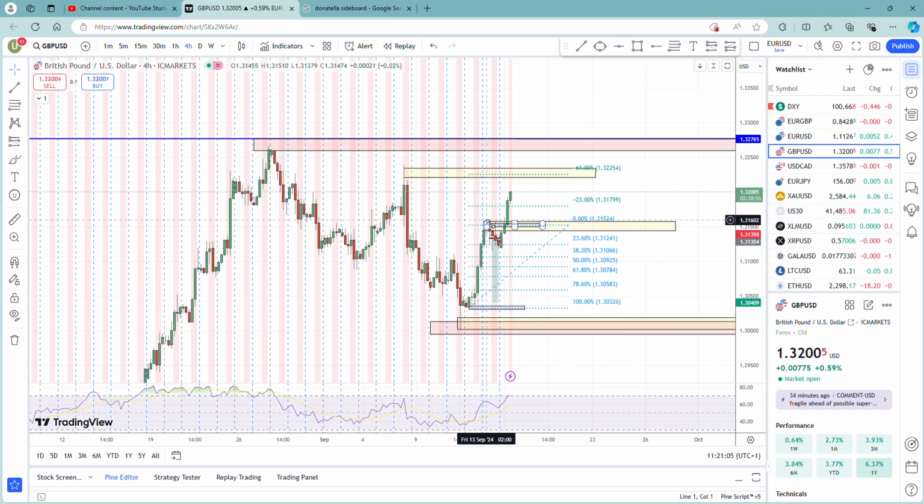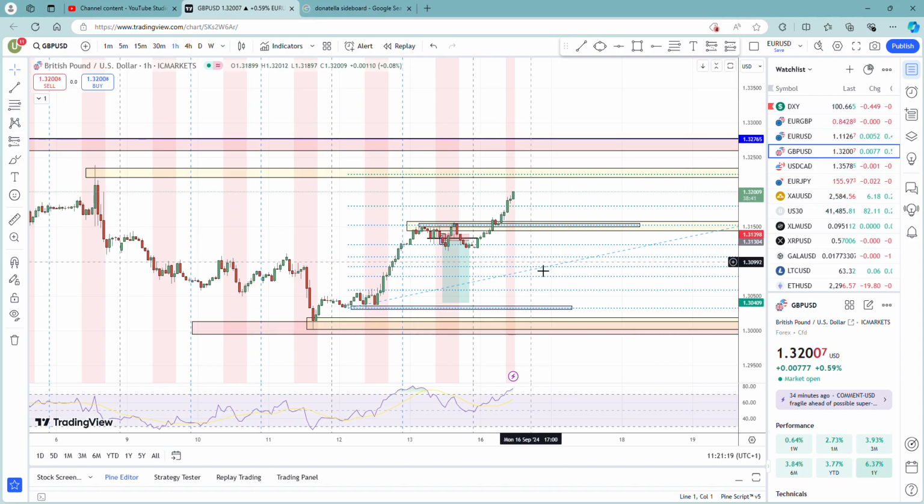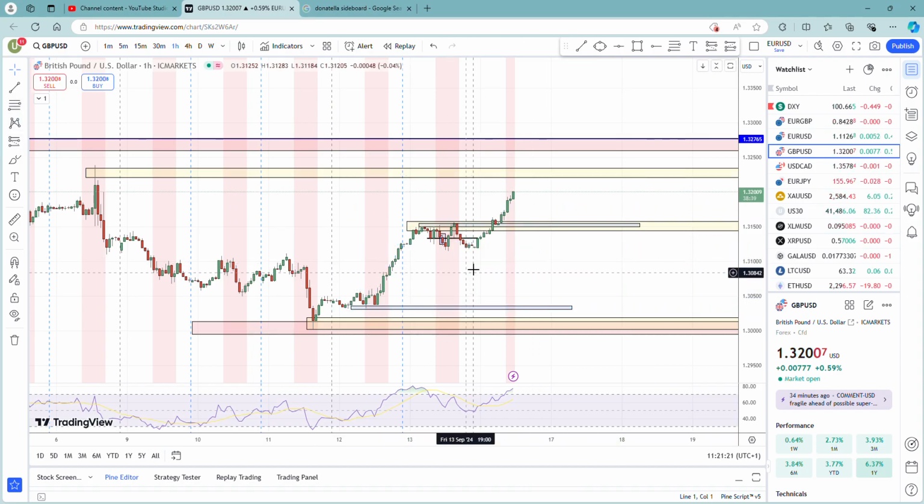This is a H4 support, is H4 resistance. It's made a higher low, it's breached the minus 23% Fibonacci tool, and it's gone past the minus 61, and it's looking to go all the way to this minus 61 Fibonacci. So no trade at the moment on GBP USD.